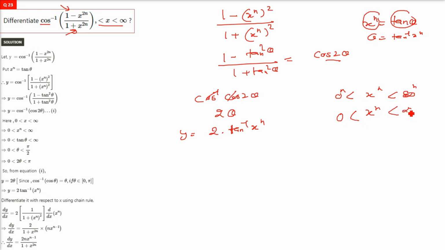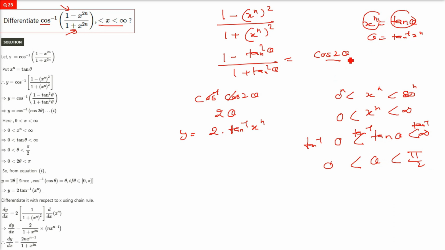So x to the power n, you just take the power of 0 to the power n and infinite to the power n. 0 to the power n is 0, infinite to the power n is infinite only. So 0, this is x to the power n, you can just write it as tan theta, and this is infinite. Now you can just take tan inverse on all the sides. So what do you get? Tan inverse 0 is 0. Tan inverse of tan theta is theta. And tan inverse of infinity is of course pi by 2.